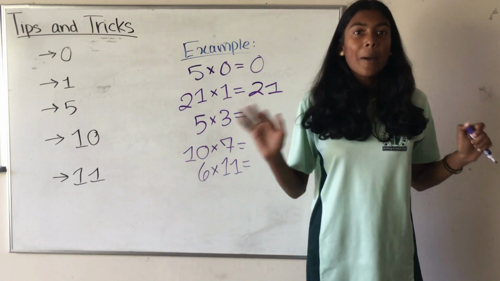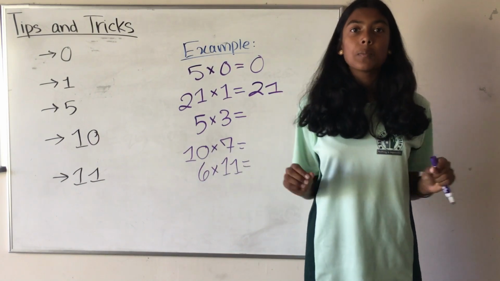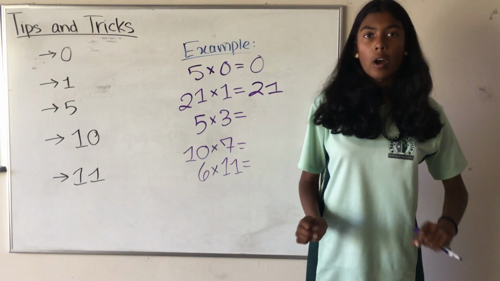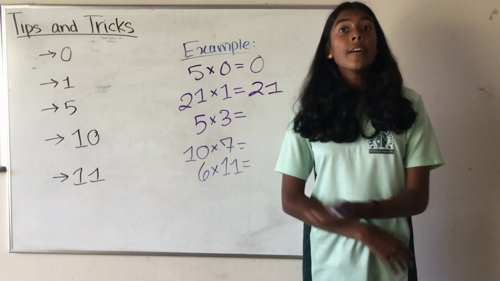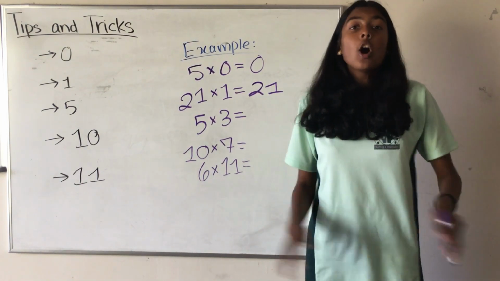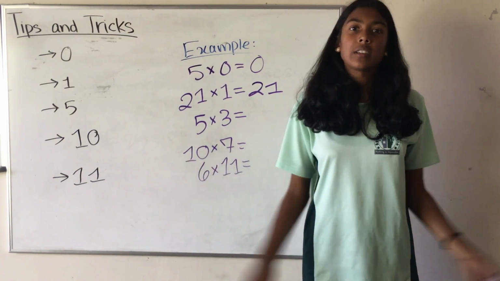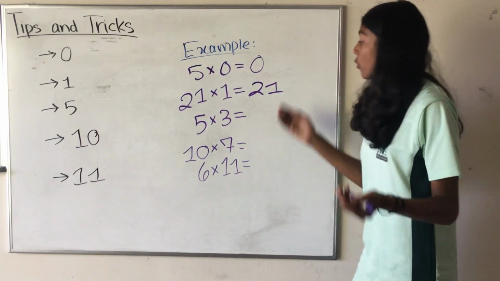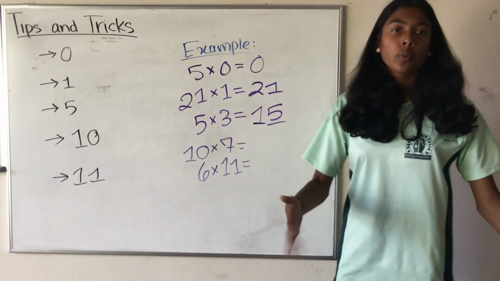Whenever you multiply by 5, your last digit, your units digit, has to be a 0 or 5. If it isn't, you know you did something wrong. 5 times 3, 15. 5 times 2, 10. 5 times 6, 30. They all end in 0 or 5. You're never going to hear 5 times 7 is 33. Remember, they always end in a 0 or 5. So 5 times 3 is 15. It ends in a 5, so we're all right.